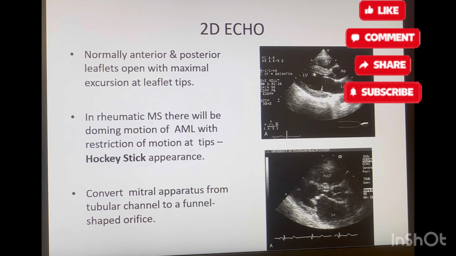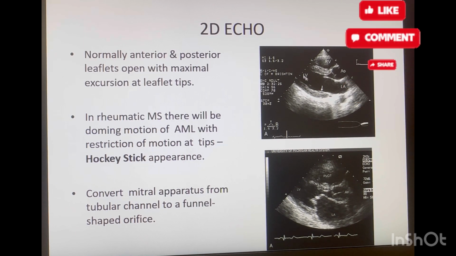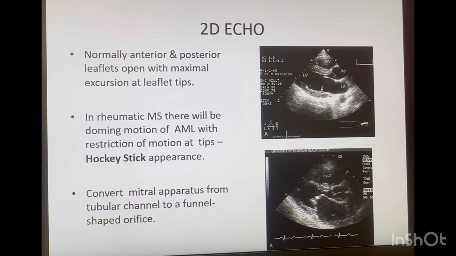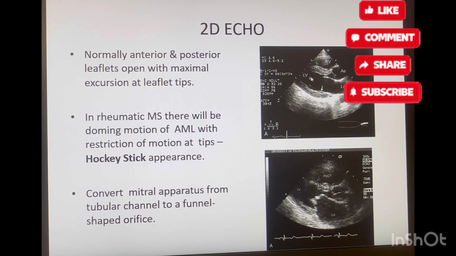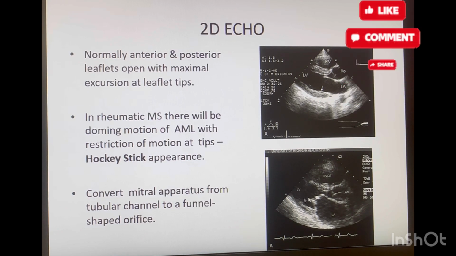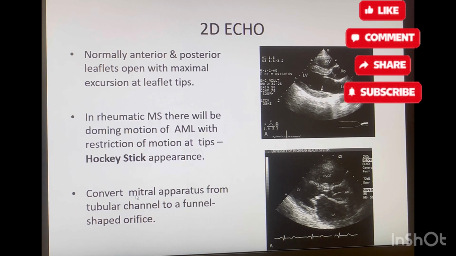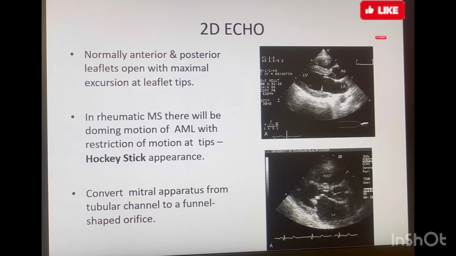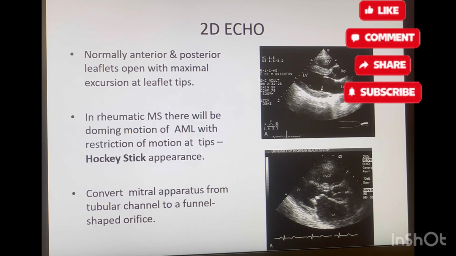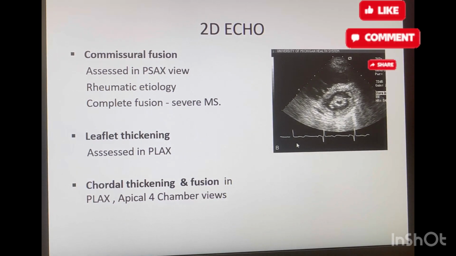orifice. Okay, if you look at this one, this looks like a tube. Okay, so it's an open mitral valve. It behaves like one chamber, LA and LV, and this is a tube. But if you get the mitral stenosis, then it changes the tubular shape into a funnel shaped orifice. So this is the orifice, small orifice, funnel shape. So these changes are because of the rheumatic heart disease or rheumatic mitral valve.